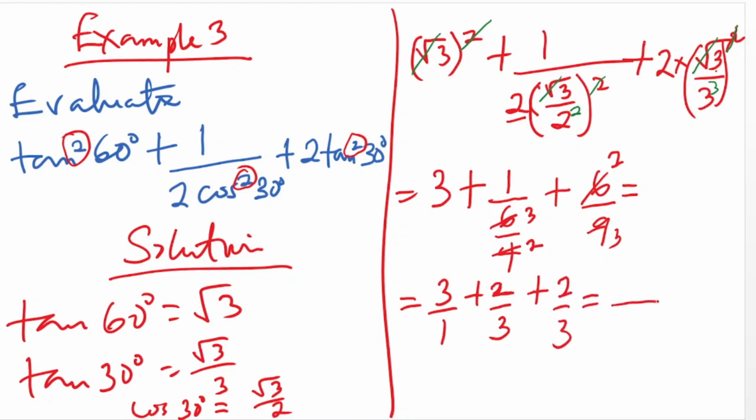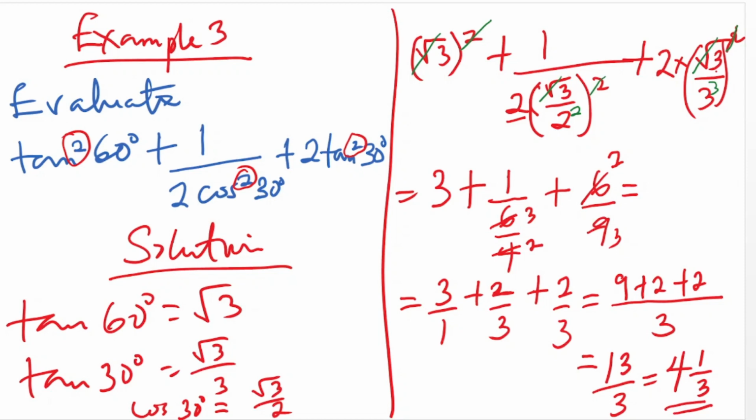So find the LCM, and the LCM here is 3. All right, am I with you? It's 3. So in this case, we're going to have 1 in 3 is 3. 3 plus 3 times 3, that is 9. So this is plus 2, and then plus 2. So this will give us 13 over 3, which is 4 whole number 1 all over 3. So that is the answer to the third example. I hope this is very clear.